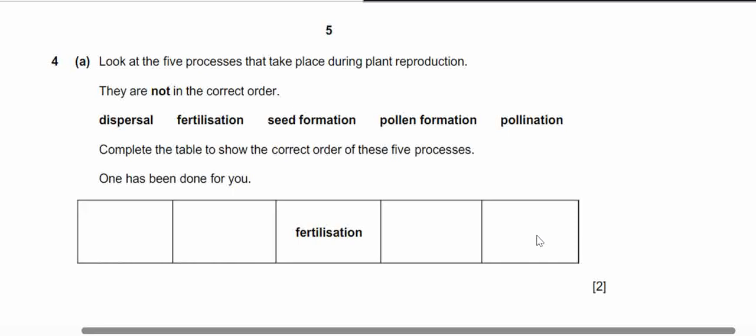10 seconds for now. 10, 9, 8, 7, 6, 5, 4, 3, 2, 1, 0.